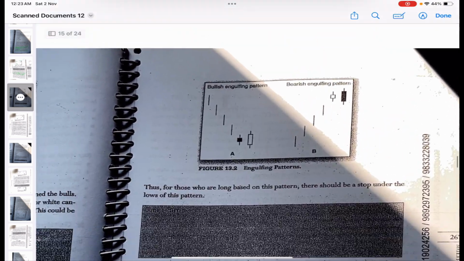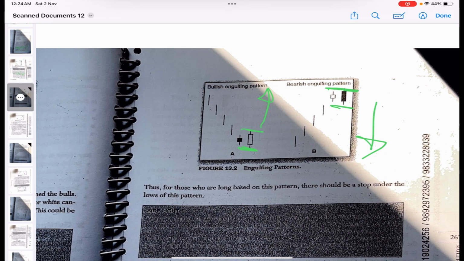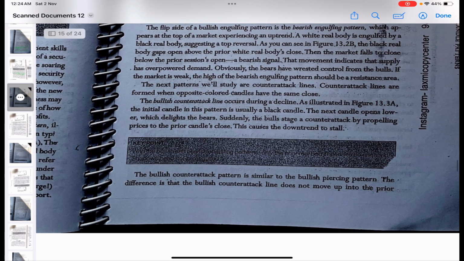Where do you keep a stop? Now, if I'm taking a buy from here, I'll enter above the high of the engulfing pattern, stop loss below the low, and aim for a target. If I'm shorting using a bearish engulfing, enter below the low, stop loss above the high, and aim for the lows. The flip side of a bullish engulfing pattern is the bearish engulfing pattern, which appears at the top of the market. I don't have to discuss this. I think you know that.